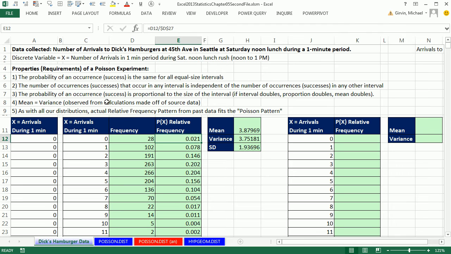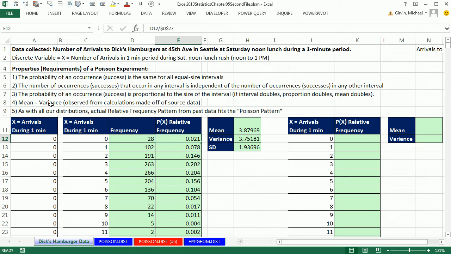Second, the number of occurrences or successes, that means the number of people arriving in any interval, is independent of the number of occurrences or successes in any other interval. That makes sense for our Dick's Hamburger restaurant example, because the number of people arriving in 1 minute is not going to affect the number of people arriving in the next minute.